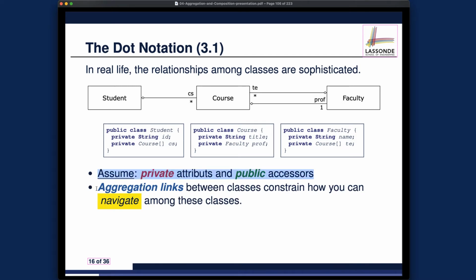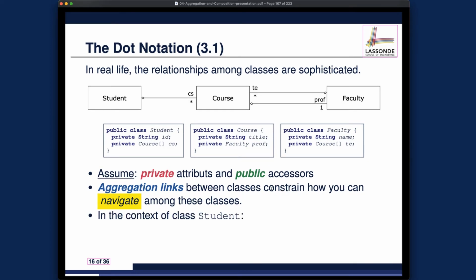And aggregation links between classes constrain how you can navigate among these classes. When I say constrain, I really mean when you try to type some code in Eclipse or any programming IDE, if you provide the wrong attribute name or the wrong link, the code simply wouldn't compile. That's something we'll see as well.